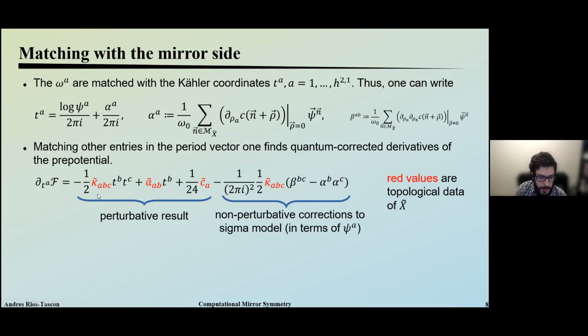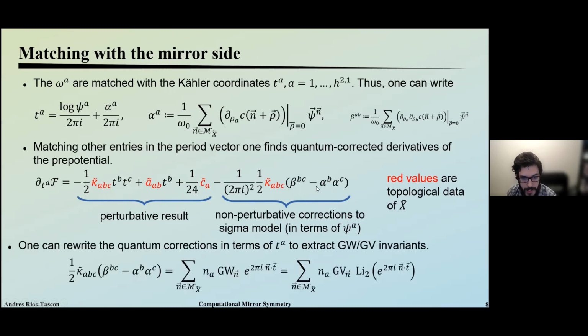And this first part is just a perturbative result that we didn't need mirror symmetry to compute, whereas this other part comes from non-perturbative corrections to the sigma model, which is what we use mirror symmetry for. But right now, they're in terms of the psi coordinates. But then the idea is to rewrite this latter part in terms of sums of exponentials of the t's, or polylogarithms of exponentials of the t's. And once we write this in this kind of series, we'll see that the coefficients will give us the Gromov-Witten or Gopakumar-Vafa invariants of the corresponding curves in the Mori cone.